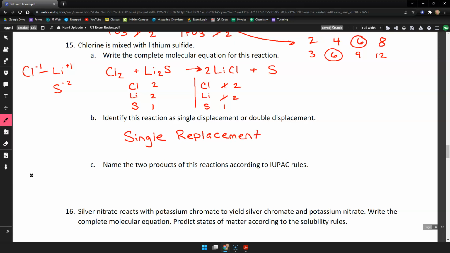Okay, now it says name the 2 products of the reaction according to the naming rules. Okay, so LiCl, we already did this. This is lithium. So we never change the cation, and chloride. So it's chlorine, but we change the ending to IDE. Okay, and then S is just sulfur.